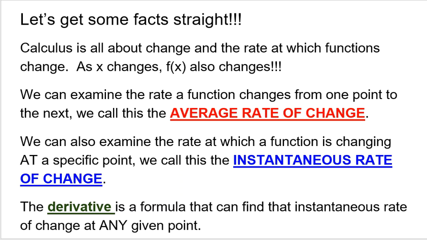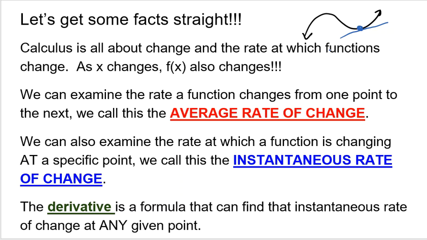So let me kind of draw a picture of this so you understand. So if I have a beautiful, wonderful function, the average rate of change is saying, all right, here's 2 points. And what is the rate of change from one point to the next? And that would be finding the slope of that red line. Okay, great. But what about if we say, hey, what about at this one point? What is the instantaneous rate of change at that one point? And again, that would be the slope of the tangent line at that one point. And again, the derivative is a formula that can find the instantaneous rate of change at any given point for us.